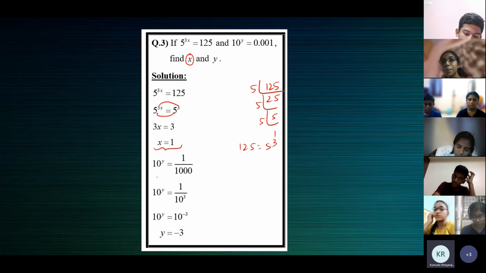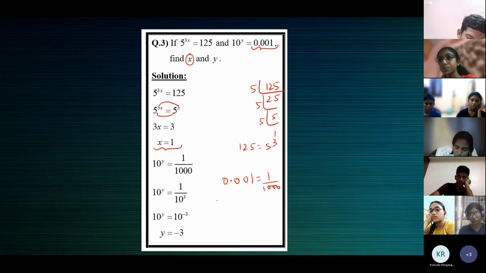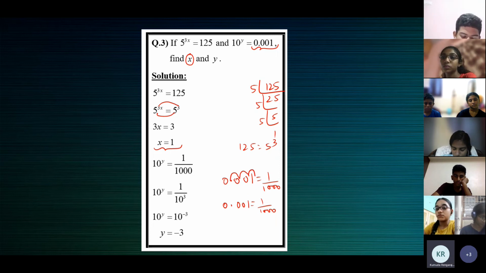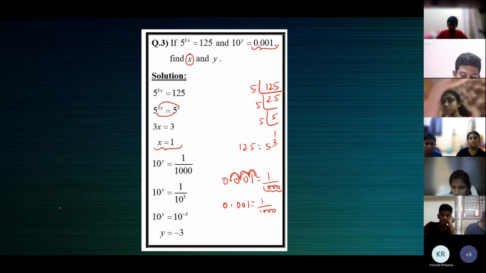Now let's find the value of y. Now 10 to the power y is equal to 0.001, which can be written as 1 by 1000. Because see here, the decimal we'll have to shift by 3 places. 1, 2, 3 places. So 1 by 1000, 3 zeros.